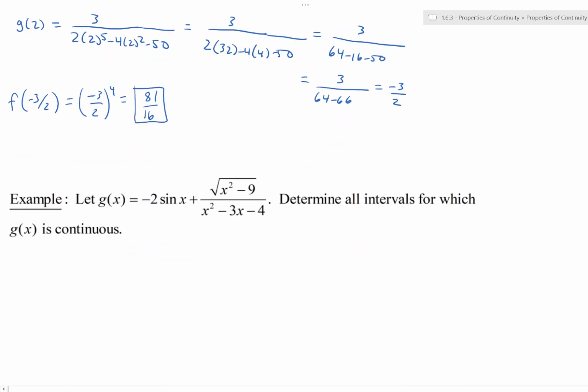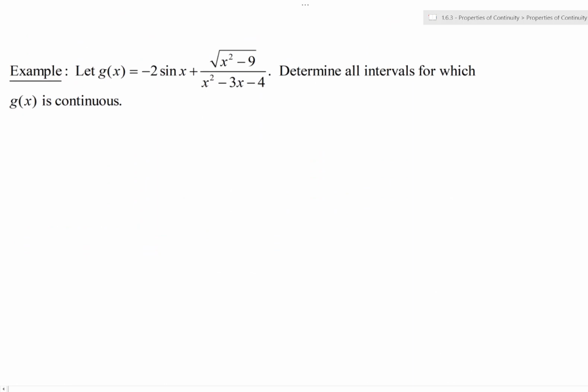Now here's another example to wrap this up. Look at this one, g of x. This whole combination of functions: negative 2 times sine of x plus the square root of x squared minus 9, divided by x squared minus 3x minus 4. Our goal is to determine all intervals for which this function is continuous.